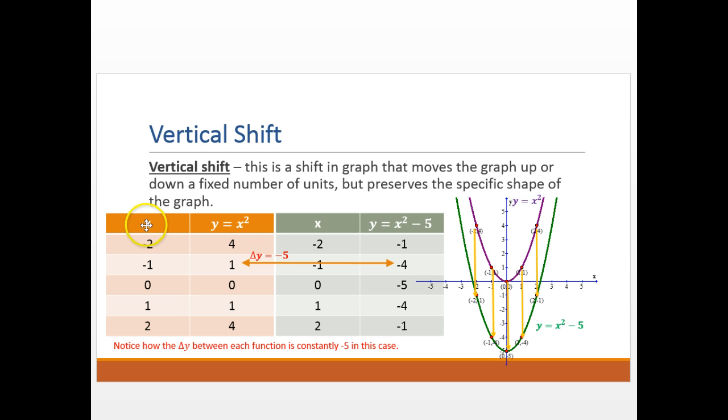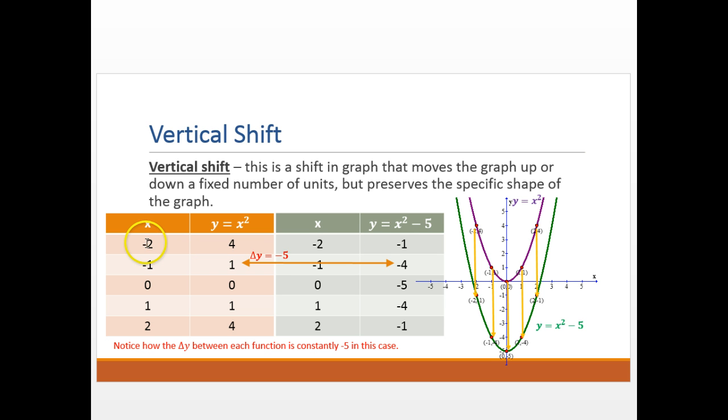In this case, we have two graphs here. We have y equals x squared, and we have y equals x squared minus 5. The y equals x squared is actually your top graph, the purple looking graph. The y equals x squared minus 5 is the green graph on the bottom. So these two graphs have the exact same shape. The only difference is they are shifted. The green graph is shifted down.